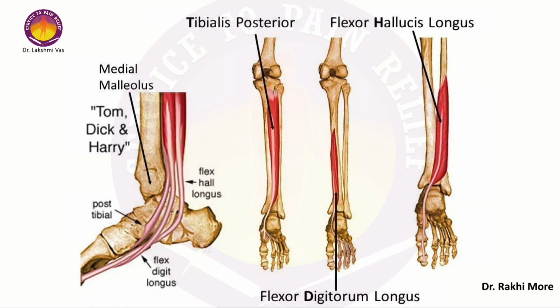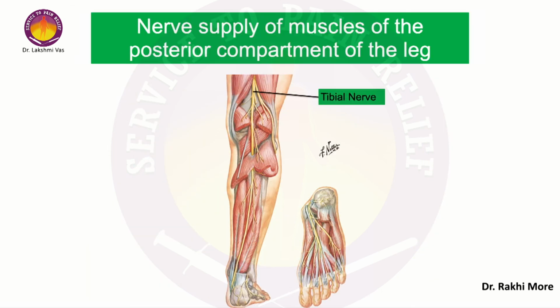The tendons cross over when they cross the ankle, and the hallucis tendon comes medially from the fibula, and the digitorum tendon comes laterally from the tibia. So this is how the tendons are placed over here. The tibialis posterior goes right to the navicular bone and gets inserted over there. The flexor hallucis longus will go to the great toe on the plantar aspect, and the flexor digitorum longus will go to the other toes on the plantar aspect. Nerve supply of the posterior compartment is by the tibial nerve.